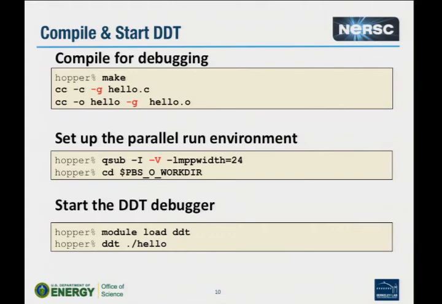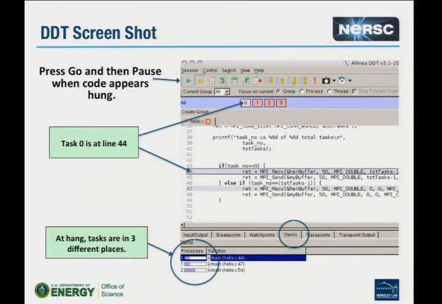And then you start the DDT debugger at NERSC. Software is controlled by this thing called modules, which you can read about on our website. You load the DDT module, and then you type ddt and then the name of your executable. That will start up an X Windows application called DDT, and it looks like this. All the debuggers look similar in some way. They start up a window that, if you compiled with the -g option, shows you your source code. And DDT will launch your parallel job. I think it stops at MPI_Init by default.